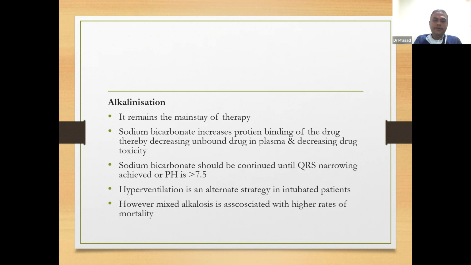Sodium bicarbonate increases the protein binding of the drug, thereby decreasing the unbound drug in the plasma and decreasing the drug toxicity. Sodium bicarbonate should be continued until the QRS narrowing is achieved, that is, it is less than 0.1 second, or the pH is more than 7.5. So these will be our goal, our target to achieve. Until then, we have to continue our soda bicarb infusion or administration. Hyperventilation is also an alternate strategy in intubated patients. However, we should be cautious of mixed alkalosis as it is associated with higher rates of mortality.